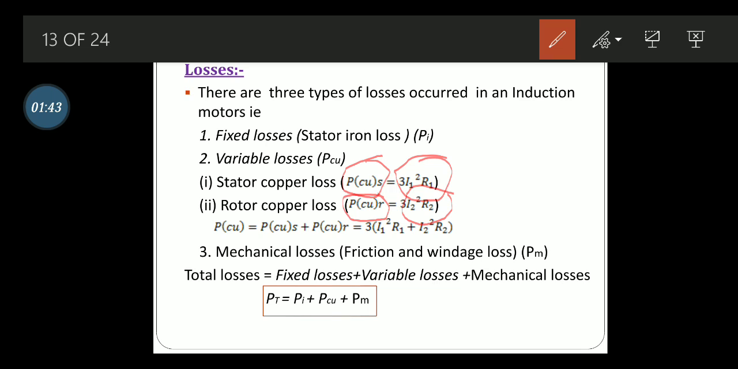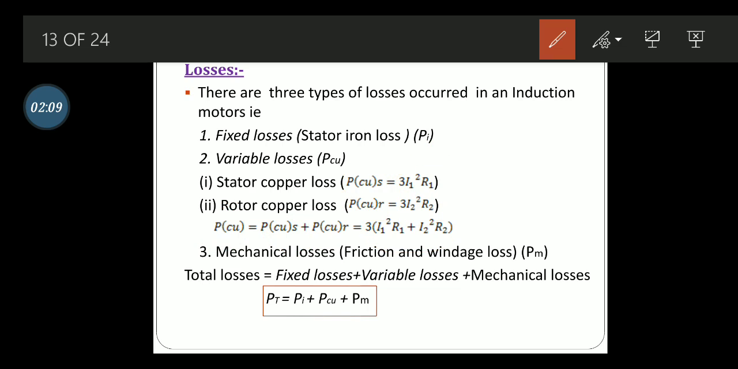So this is three-phase motor, since which can be multiplied by what? 3 times, that is I square R. Now the total variable loss, which is represented as, that is P suffix U, that is equals to P suffix Cus plus P suffix Cur, that is equals to 3 times what? I1 square R1 plus I2 square R2.